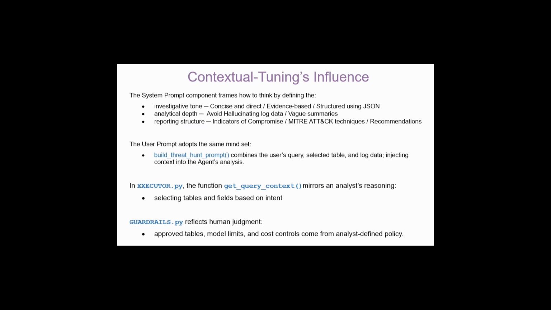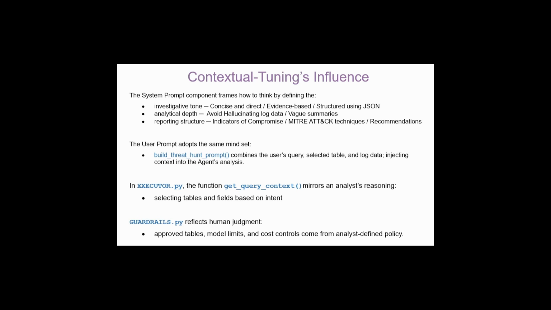It's not just another line of Python code, it's a framework that drives the agent's intelligence, shaping how prompts are written, guardrails are enforced, and findings are interpreted. This slide highlights several points in the codebase where contextual tuning's influence is clearly visible. We can see this in the prompt component, the executor module, and the guardrails module. These examples show that contextual tuning isn't just a concept. It's the guiding framework that gives the agent its analytical discipline and real-world awareness.